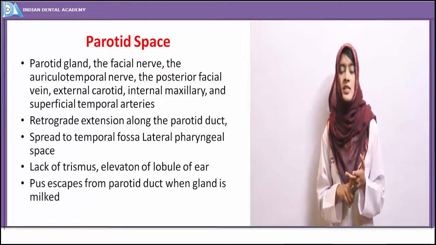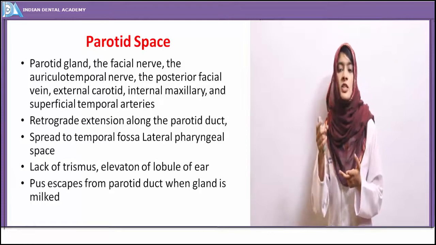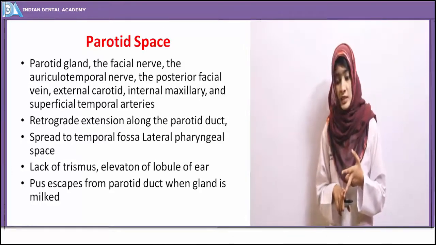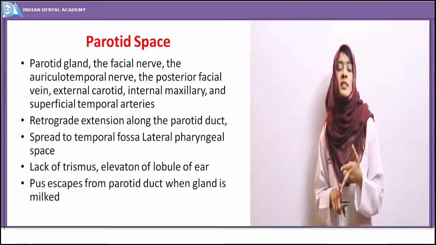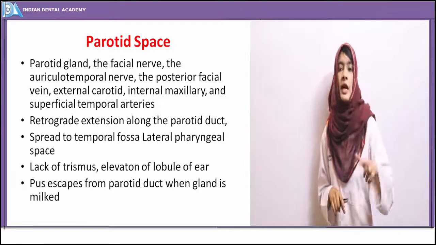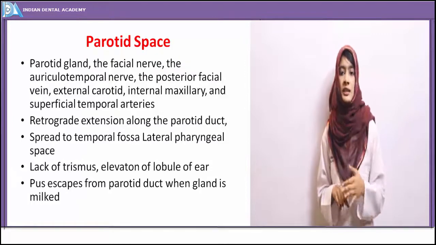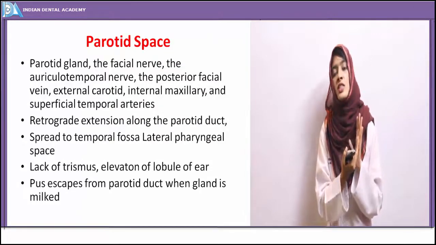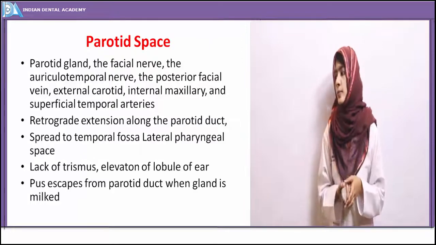Obvious swelling is present, and the characteristic appearance of elevation of the lobule of the ear is seen. Space infections of the parotid space tend to spread along the parotid duct and involve other areas, and sometimes the pus may be discharged either extraorally on the skin surface or intraorally into the floor of the mouth.